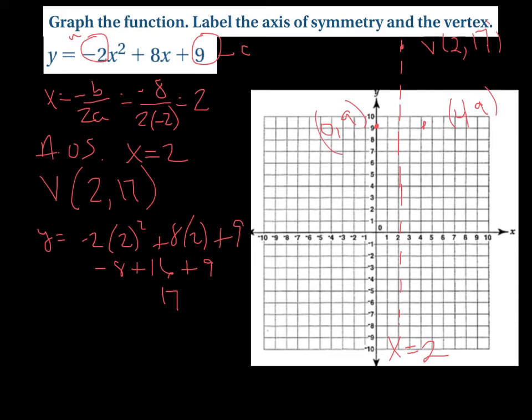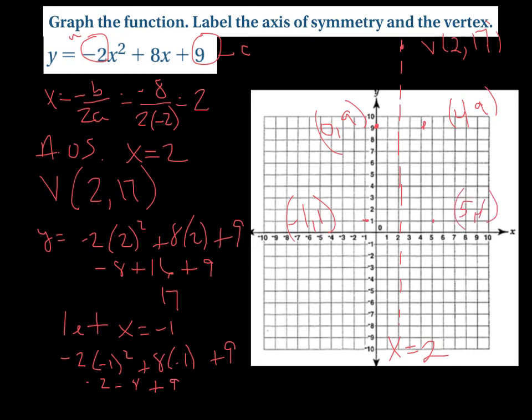And I just need another set of values. Okay. So again, I'm going to let x equal negative 1, or I'm going to go to the graphing calculator and look for another set of points in the table function. So negative 2 times negative 1 squared, 8 times negative 1, and plus 9. So that's going to give me negative 2 minus 8 plus 9. So negative 10 plus 9 is 1. So I know that (negative 1, 1) is a point, which is 1, 2, 3 units to the left. So 1, 2, 3 units to the right would be (5, 1).